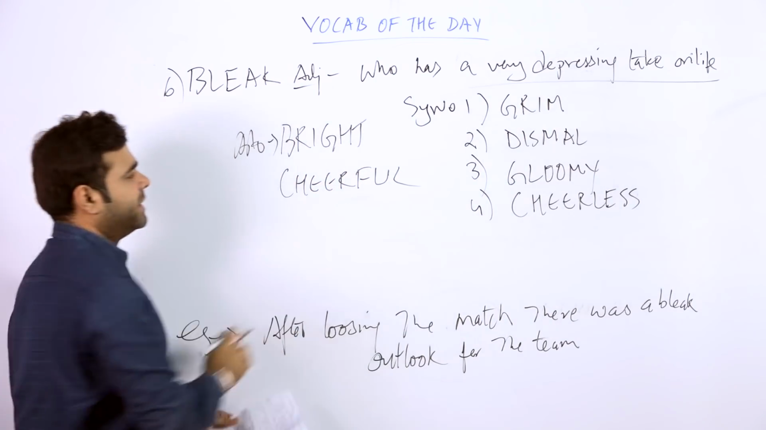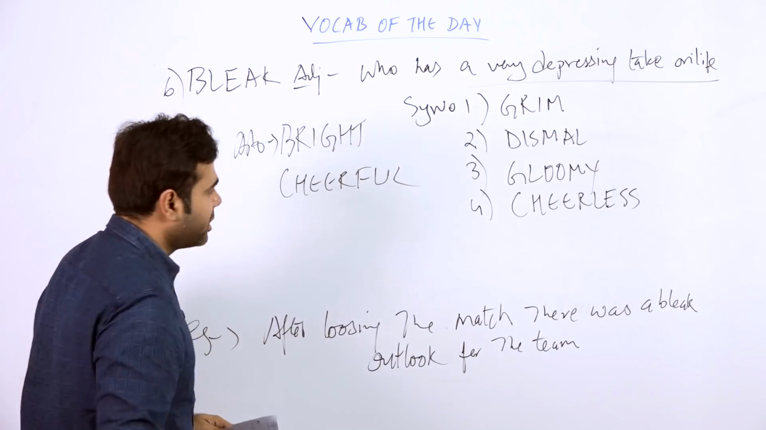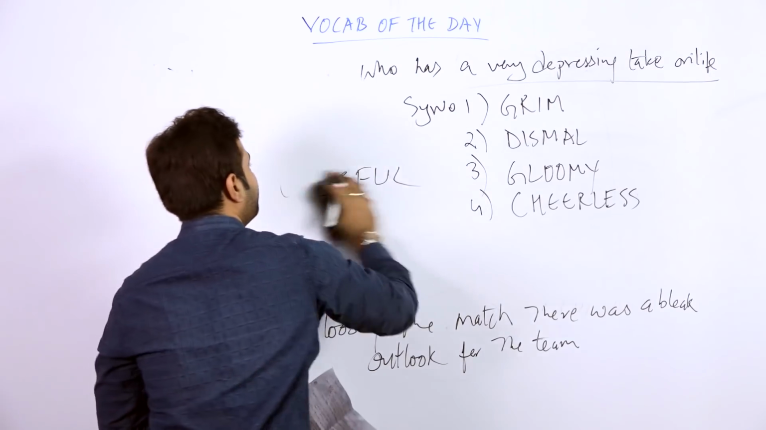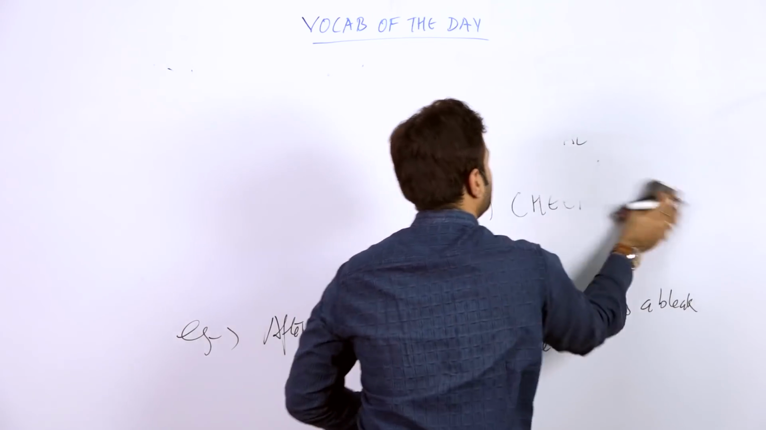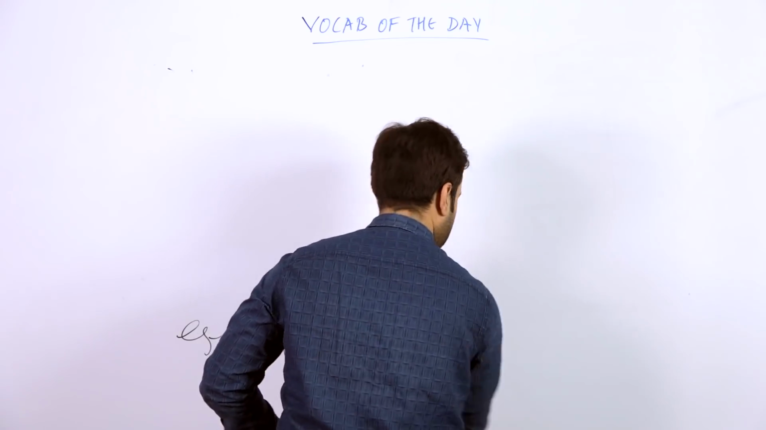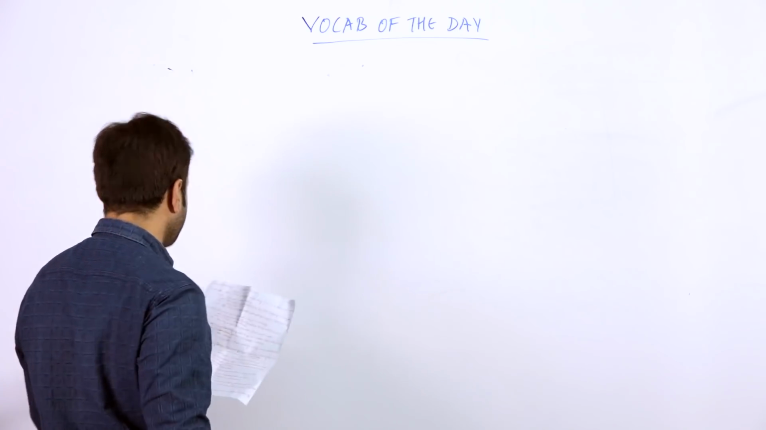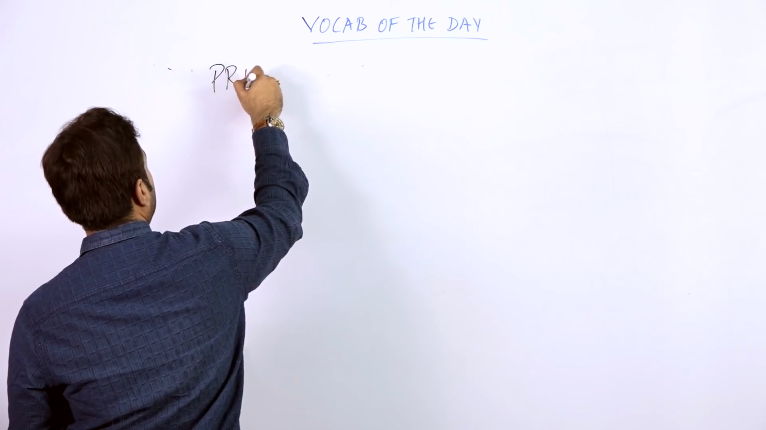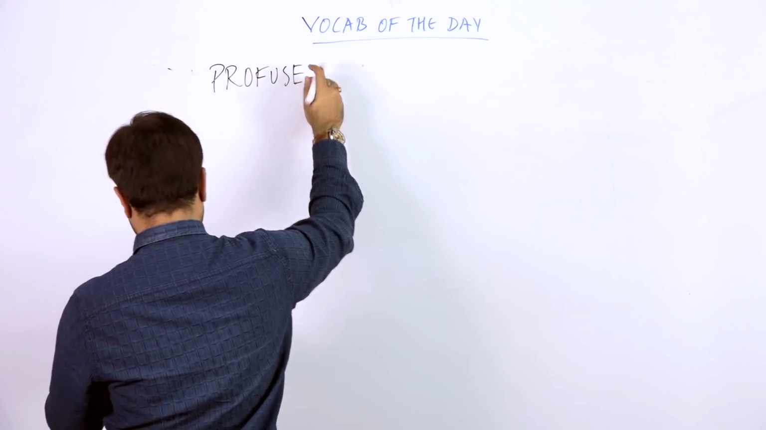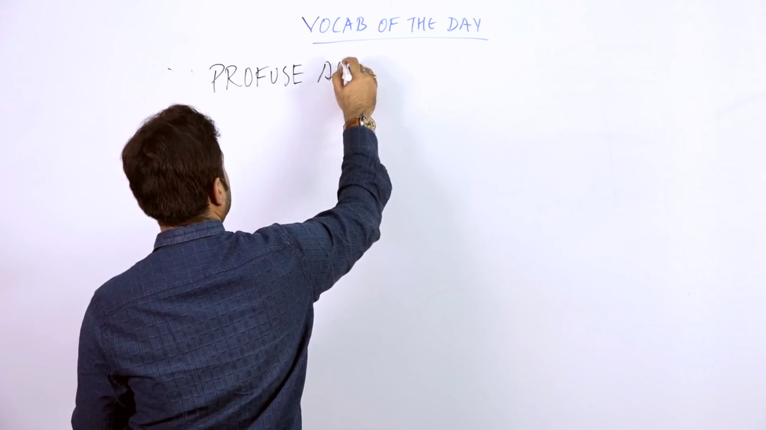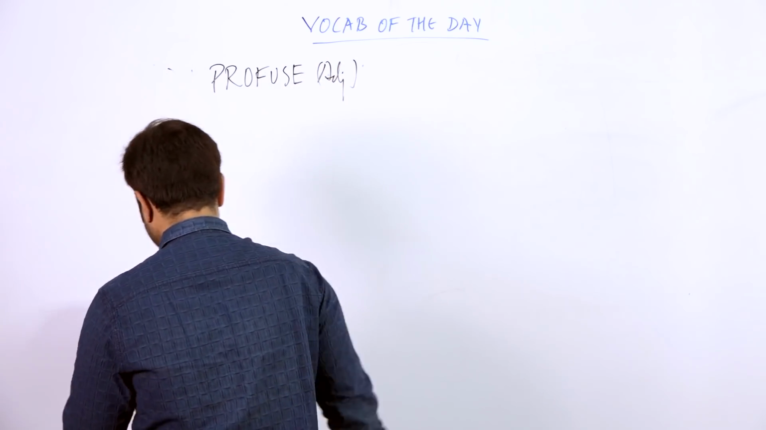Fine. So just take the screenshot. Okay, take the screenshot. Let's proceed to the next word. After bleak is a nice word again, profuse. P-R-O-F-U-S-E, profuse. Profuse can be used as an adjective in the sentence.